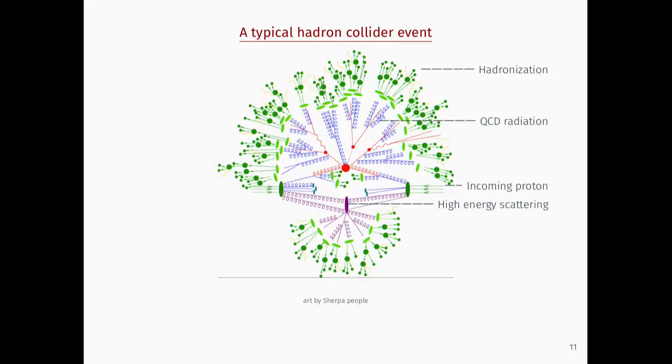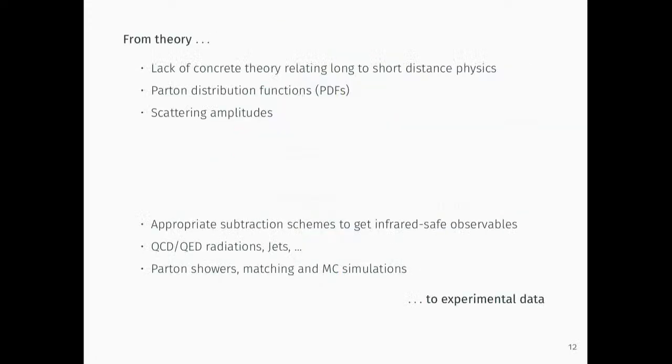So each step, starting from the scattering amplitude, or getting the quarks and gluons from the proton through PDFs, then the scattering amplitudes, then hadronization, everything is complex. All calculations are very, very difficult. So each step needs to be performed to finally obtain a good number. Okay, so let's see it in words.